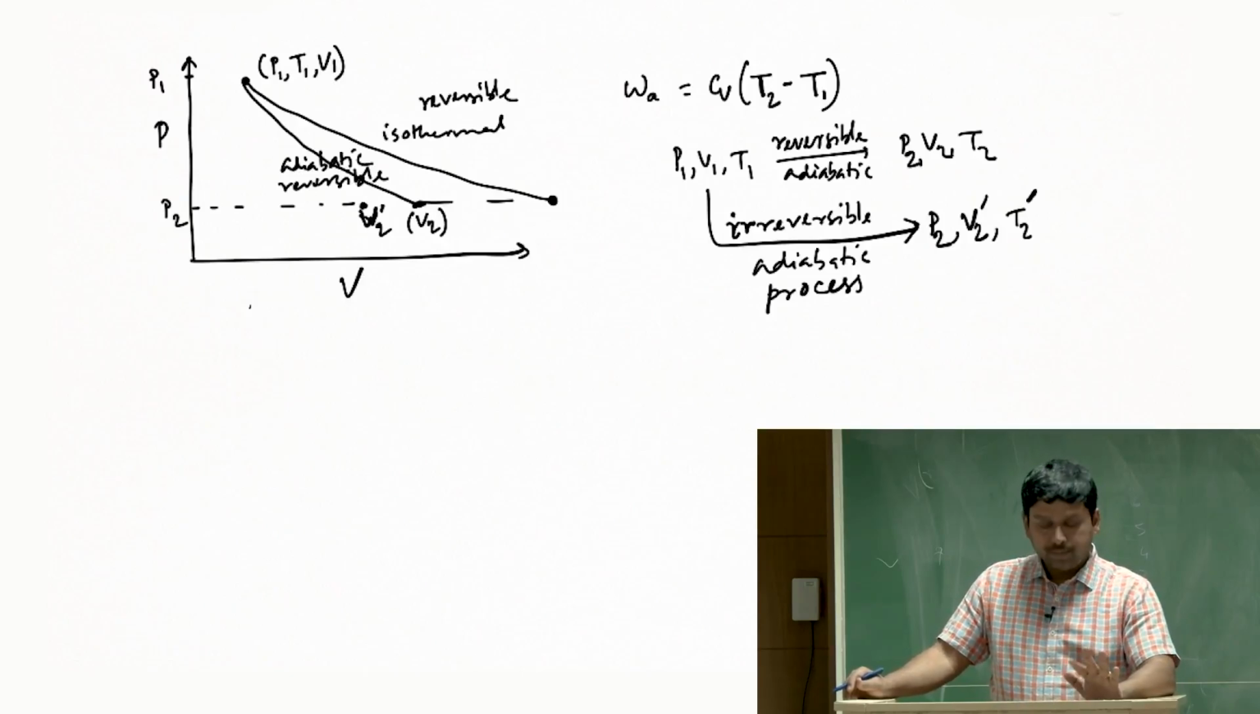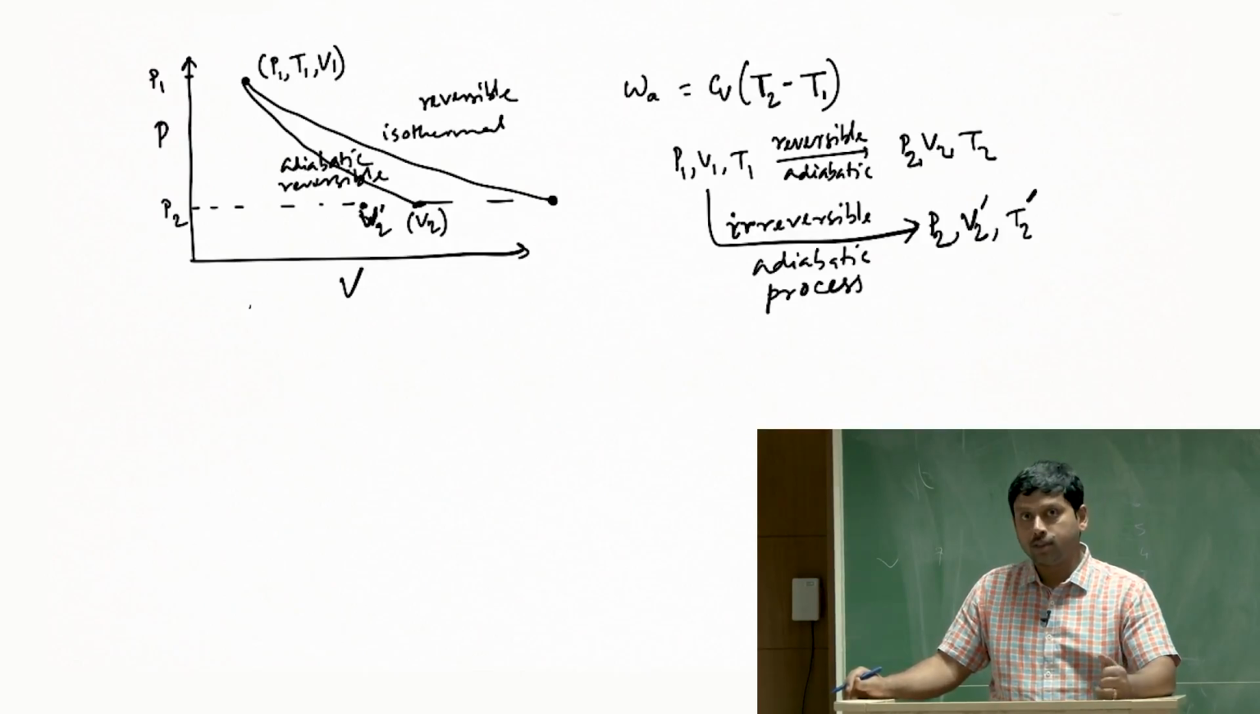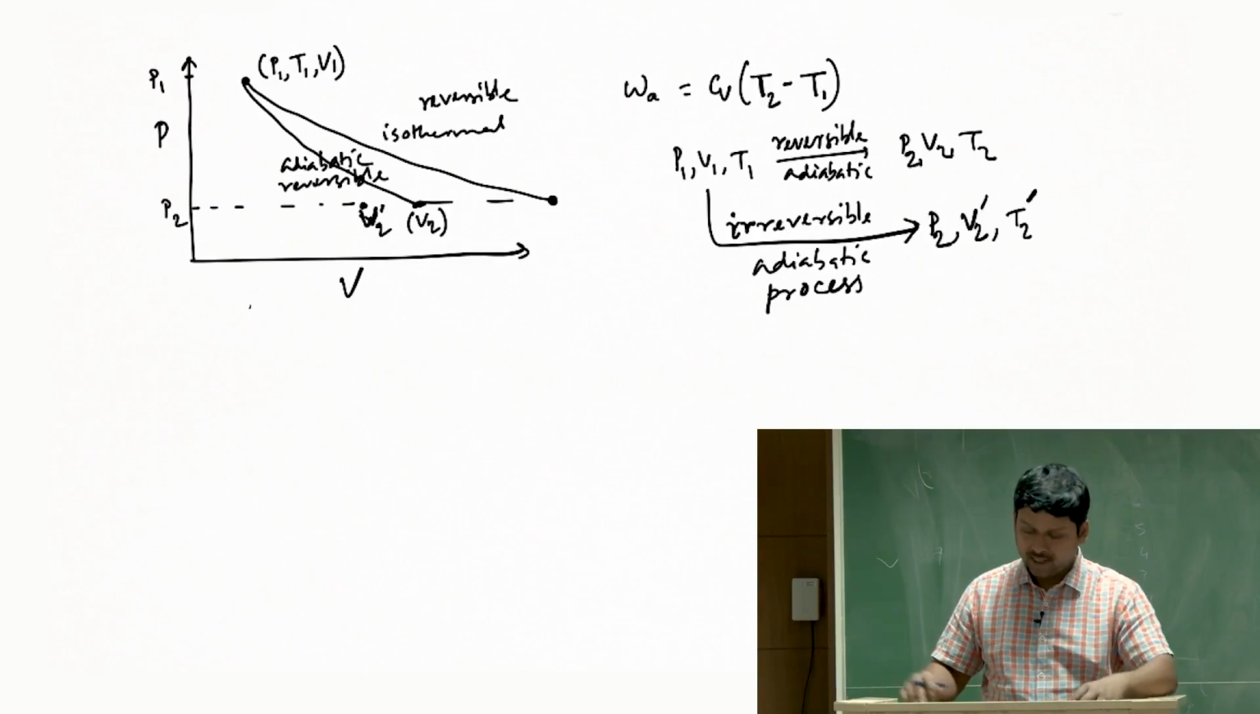Although we already know that the work done for an isothermal reversible process is more than that of an adiabatic process, and also we have shown that the work done by the system in an irreversible isothermal process is less than the work done by the system when the process is reversible in an isothermal case. We are going to compare here only the adiabatic case.